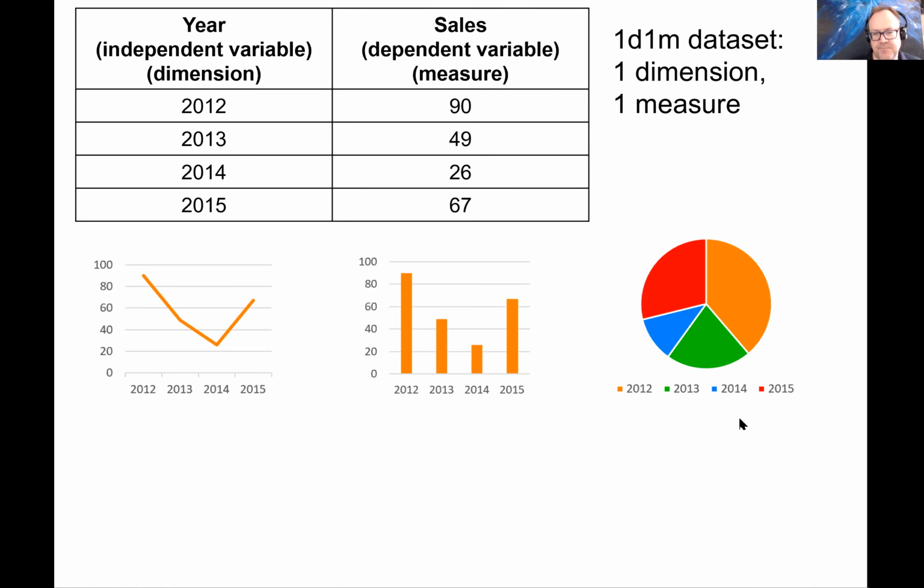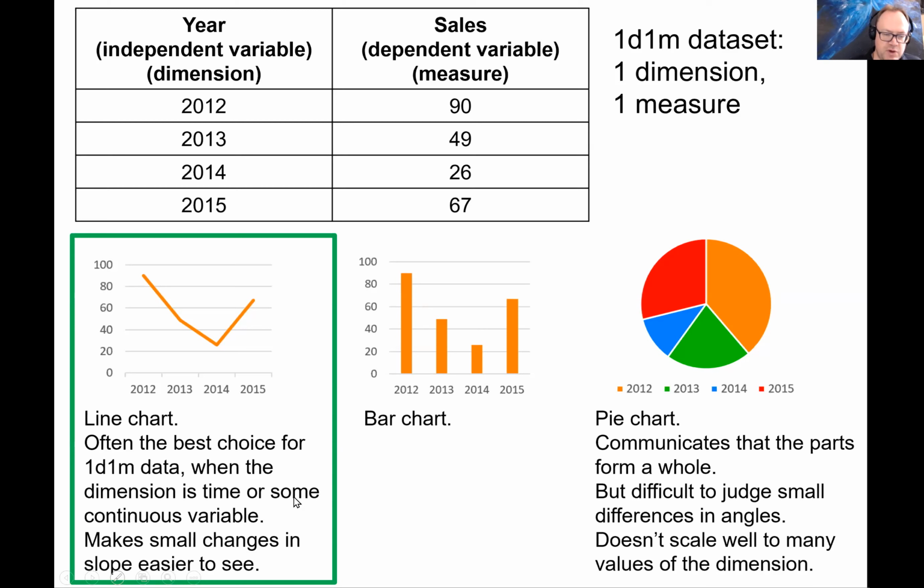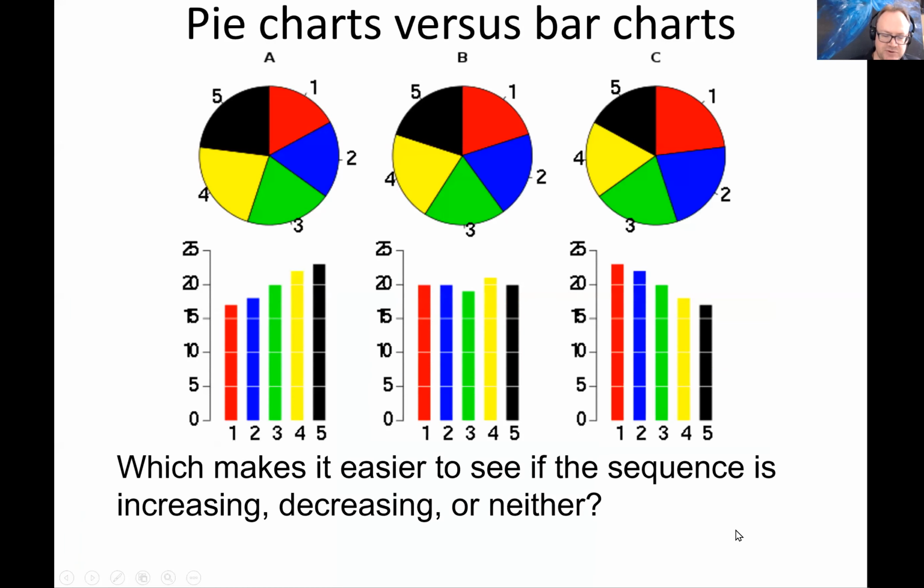Okay, so I'm putting a green border around the line chart because it's the one that's usually recommended for this type of data, where we have one measure that's a function of one dimension. And the dimension, notice here, is time, right? So let me show you some evidence for some of the claims I just made.